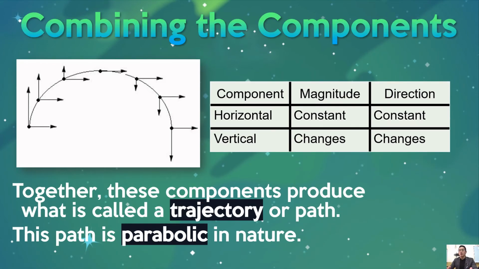So let's combine those concepts. Combining them, the components of a projectile motion can be divided into horizontal and vertical. If we look at the magnitude, the magnitude of the horizontal component will be constant. If this value is 5 meters per second, this will be 5 meters per second, this will be 5 meters per second, and the last horizontal component will still be 5 meters per second. The direction is, of course, still constant.